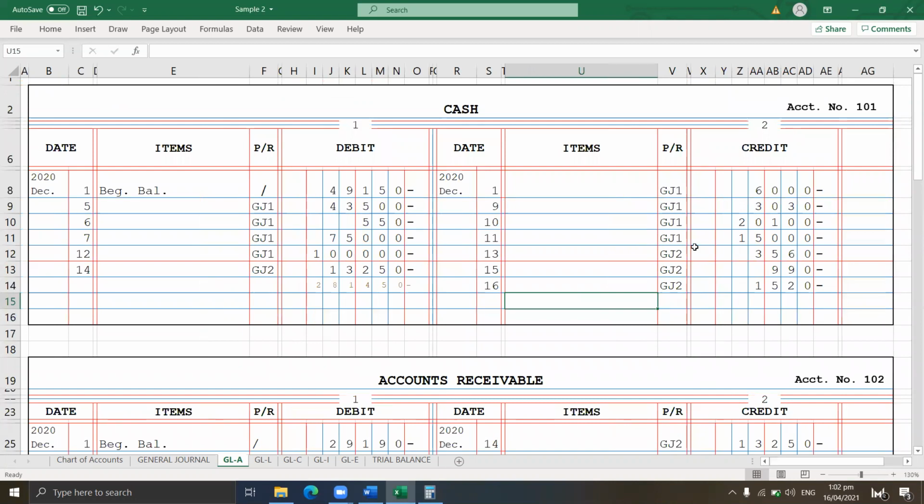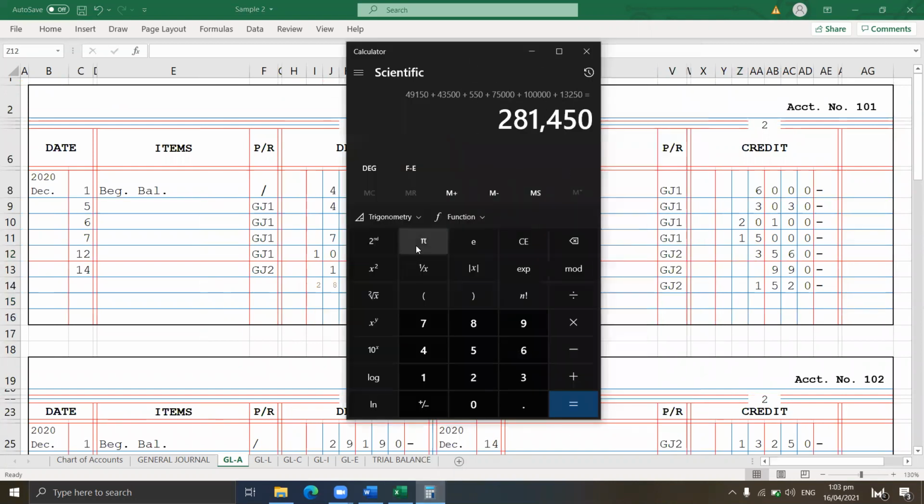Then next, we have for our credit side naman din ng cash. So total natin. So you have 6,000 plus 3,030 plus 20,100 plus 15,000 plus 3,560 plus 99. Oh, may mali na tayo doon, no? Sige, so balikan natin ulit.